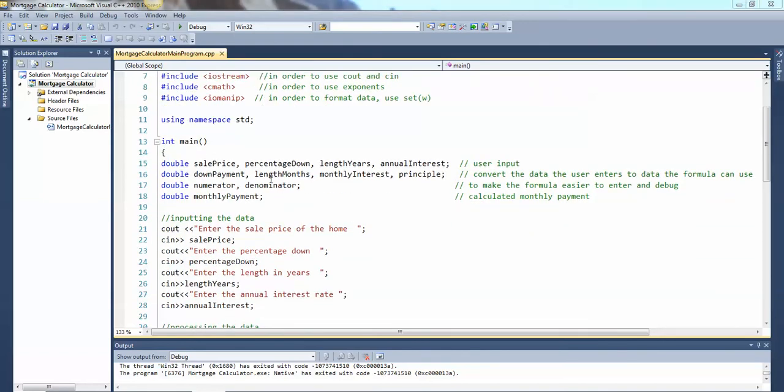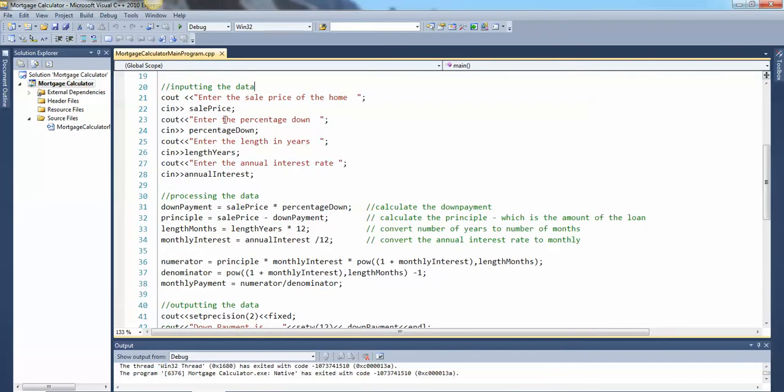Let's look at the variables. I'm using doubles, since the amount has decimals; it is money. The user enters the sale price, the percentage down, length in years, and annual interest rate. The next set of variables hold the calculation for down payment, length in months, monthly interest, principal, the numerator, denominator, and monthly payment. Starting in line 21, we're going to get the information from the user.